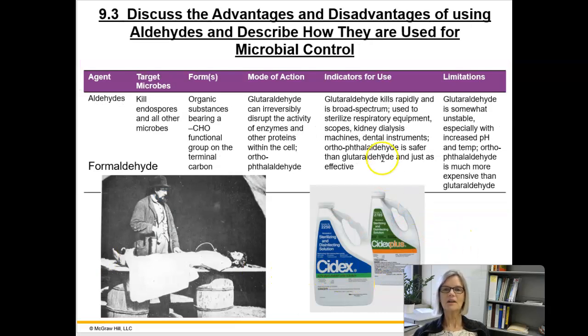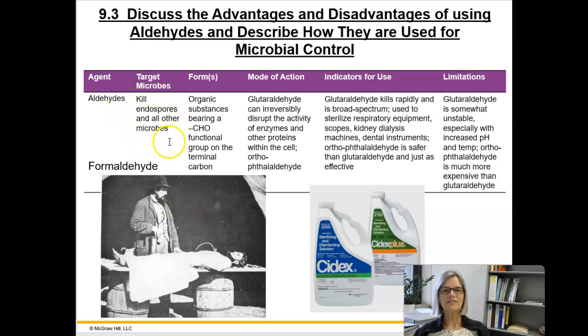The next chemical I want to talk about says: discuss the advantages and disadvantages of using aldehydes and describe how they are used for microbial control. Now you might remember hearing about aldehydes in an organic chemistry class you took. The aldehyde group was one of those organic side groups that lots of molecules have, and the aldehyde group is really unstable. So the chemicals that have aldehyde groups tend to bump around in cells, and whatever molecule they interact with, they damage. So they're very damaging to DNA and to proteins and to cells in general.